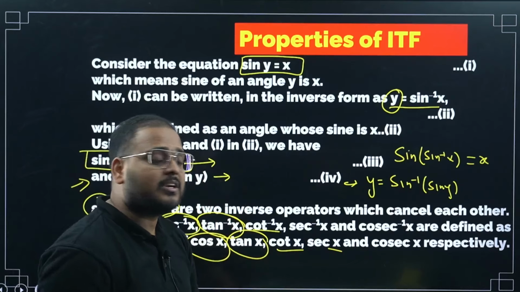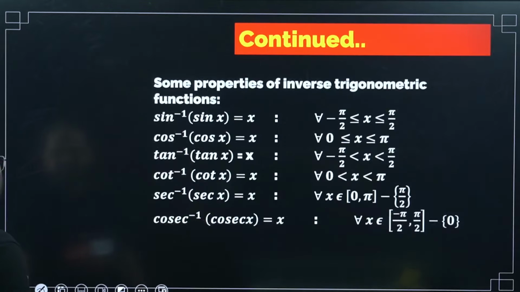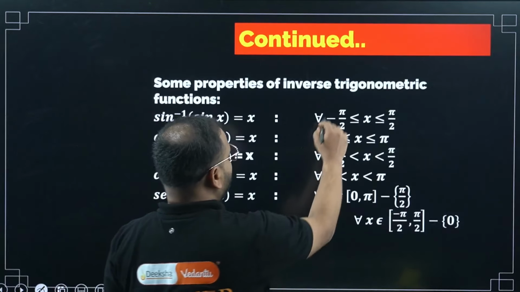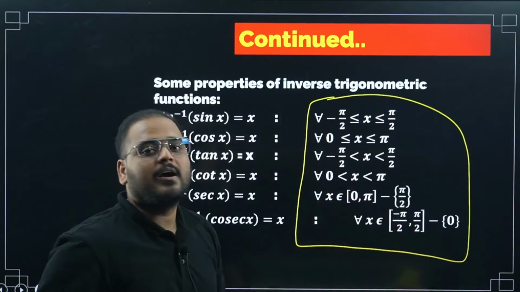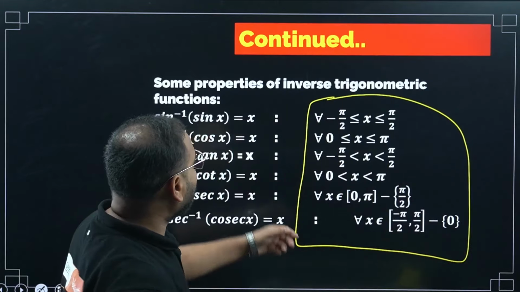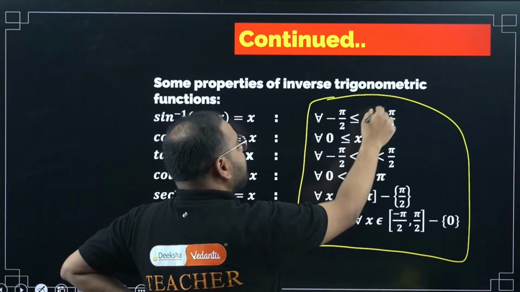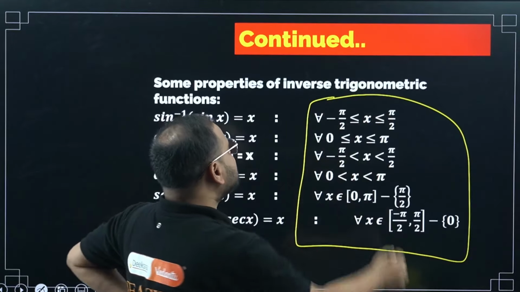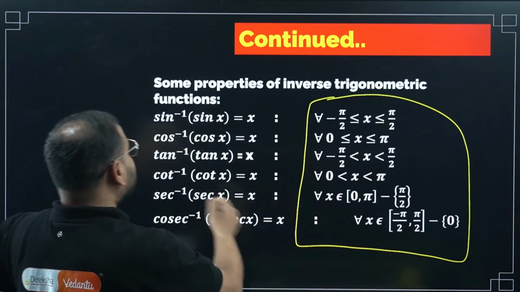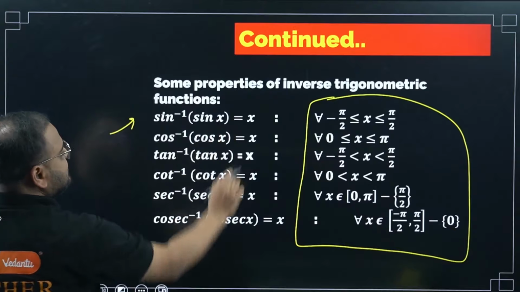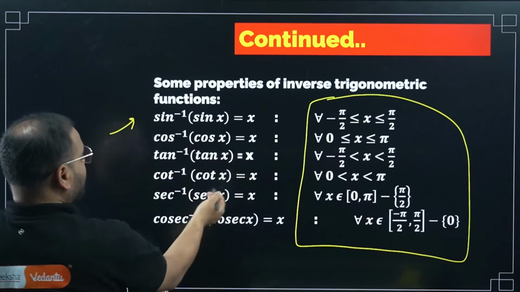But is it true all the time? No, it's not true all the time. So where is it true, sir? Over here, for the x value, when x is between these limits. These values of x have to be defined, and only then can I say this property will be valid. So sin inverse of sin x is x, cos inverse of cos x is x, tan inverse of tan x is x, cot inverse of cot x is x.